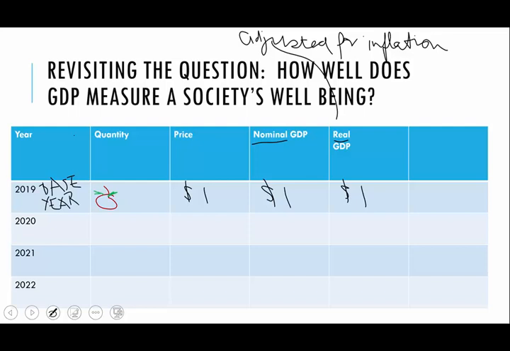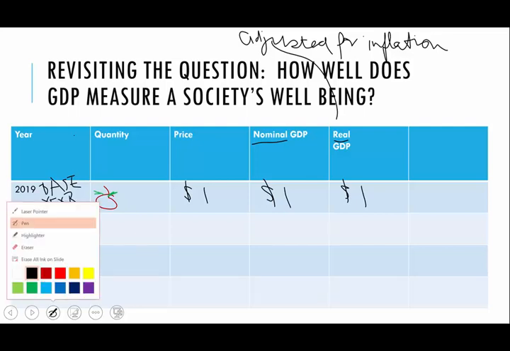Base year. So 2019 is the base year. So when we figure inflation, we're always going to compare it to 2019. So in 2019, GDP adjusted for inflation is 1, and nominal or current dollar GDP is also 1.